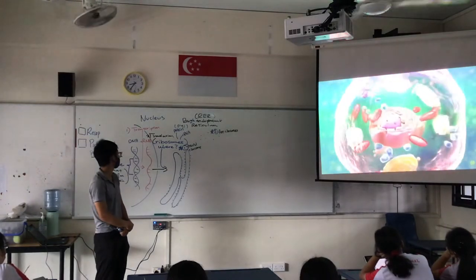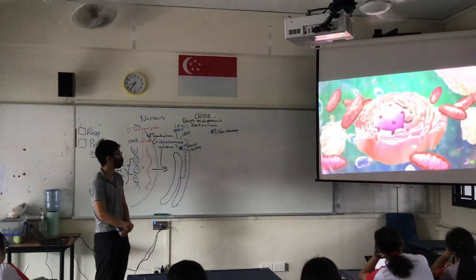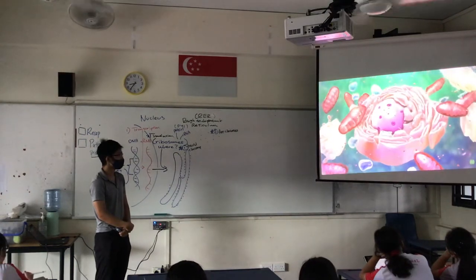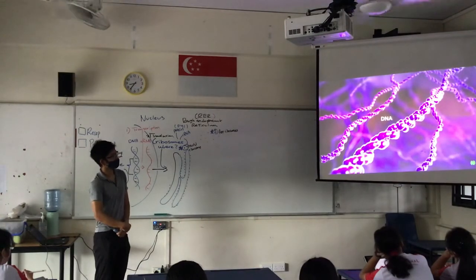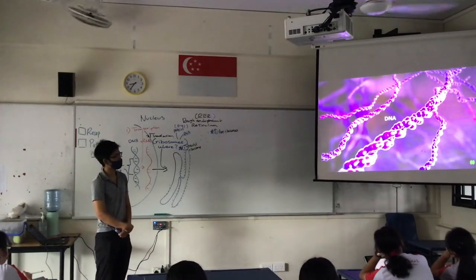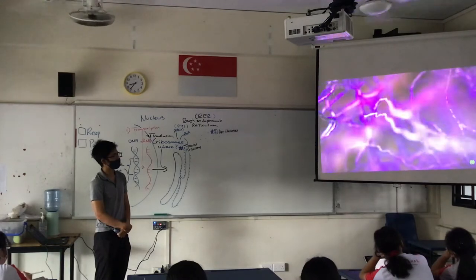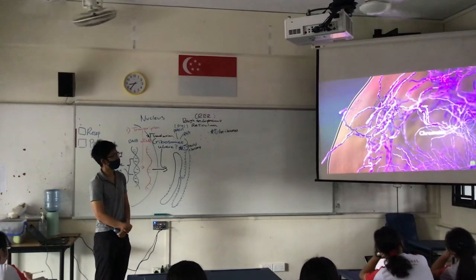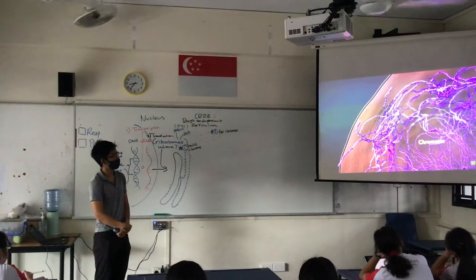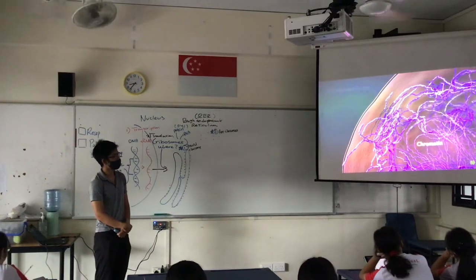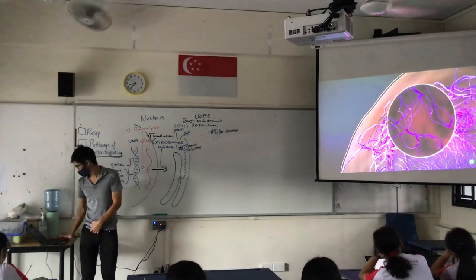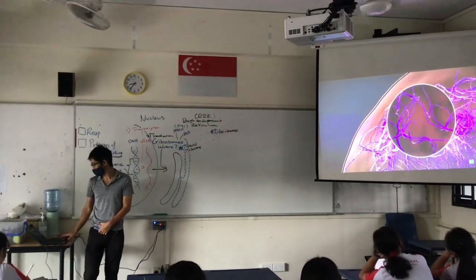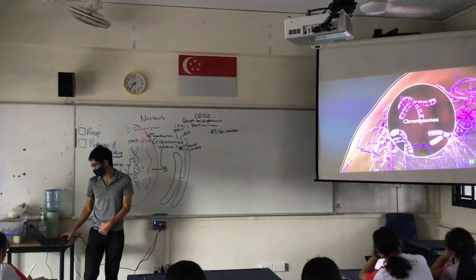Let's start with the nucleus, the control center of the cell. The nucleus contains DNA, or genetic material. DNA dictates what the cell is going to do and how it's going to do it. Chromatin is the tangled, spread-out form of DNA found inside the nuclear membrane. When a cell is ready to divide, DNA condenses into structures known as chromosomes.